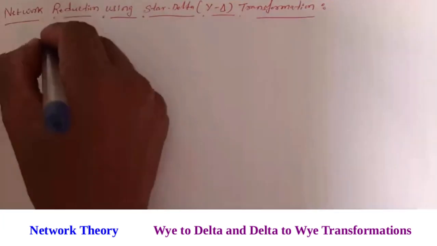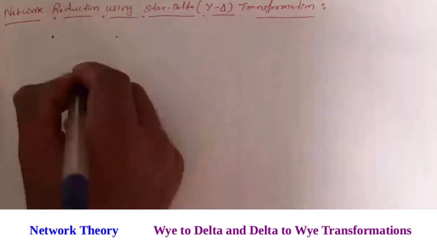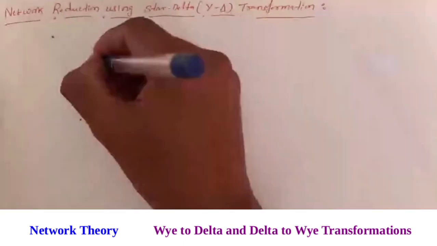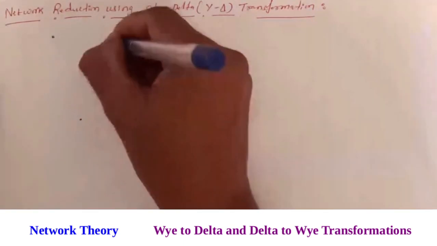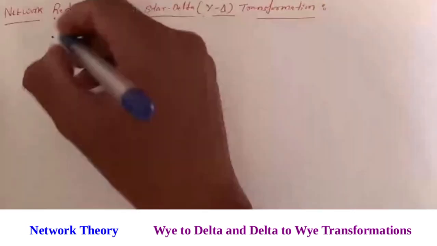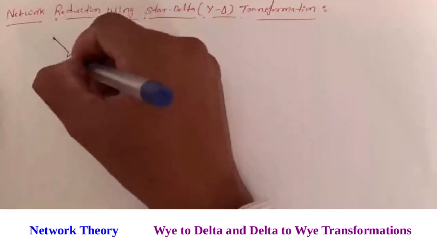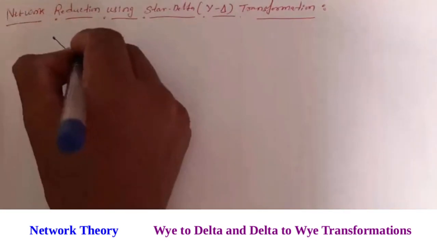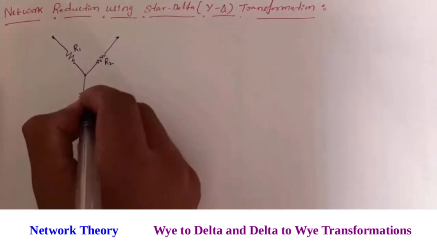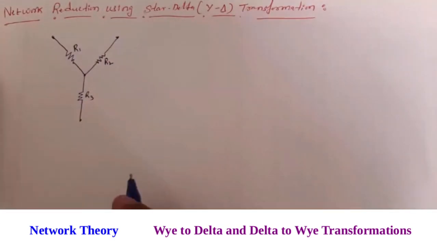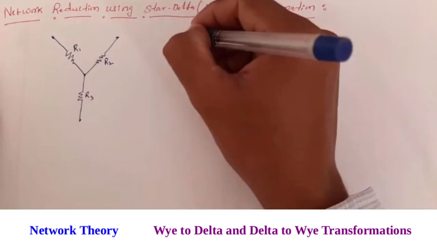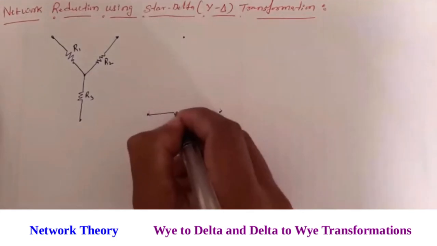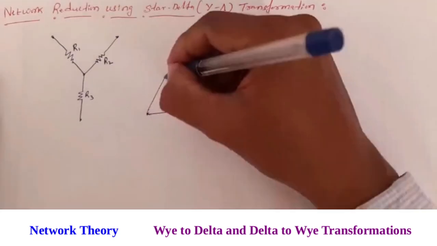So the Y network is something like this. It is in the shape of Y. Sometimes this is called star. As per VTO nomenclature, this network is called star, but apart from that, normally this network is called a Y network or T network, because you can see it like a Y. And a delta network contains three resistors connected in delta form like this.